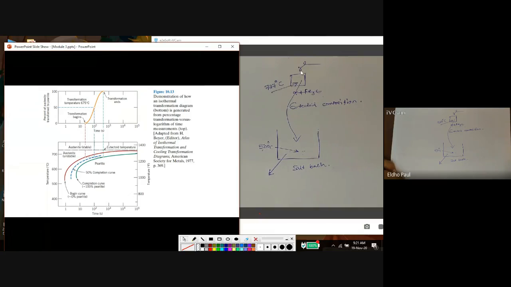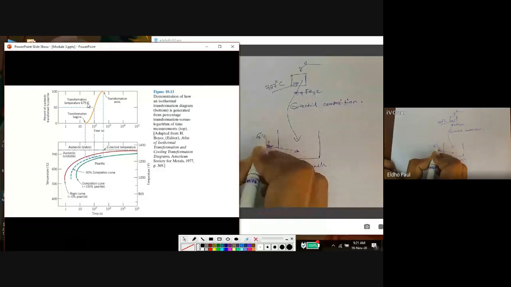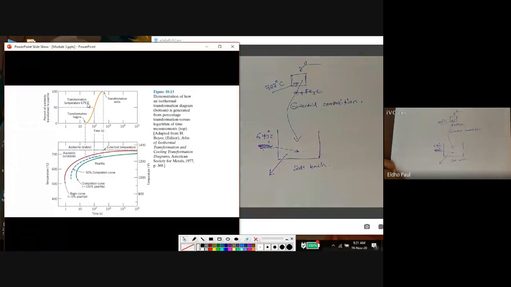Already, what is the microconstituent of this sample? That is gamma, austenite, at 727 degrees Celsius. Here the transformation temperature is 727 degrees Celsius. So this is an example. Here I am using a salt bath at 675 degrees Celsius. Salt bath temperature is maintained at 675 degrees Celsius. In the same way, I can use 500, 400, 300 degrees Celsius. So we have to do a number of experiments with different salt bath temperatures to construct this TTT diagram.